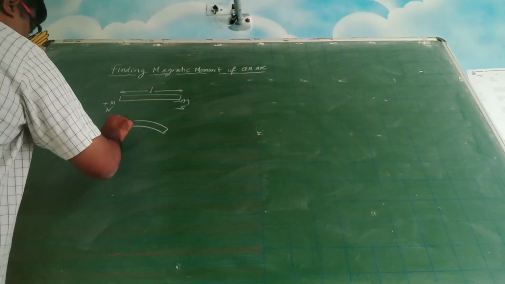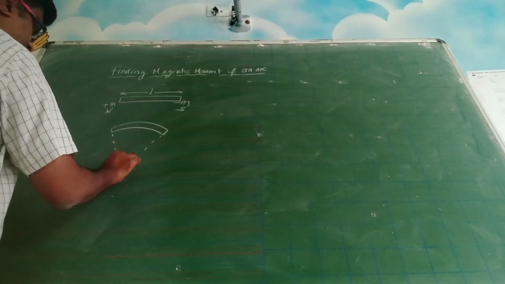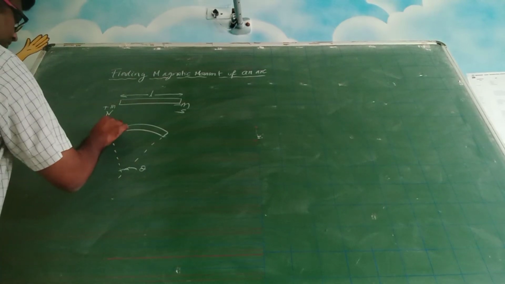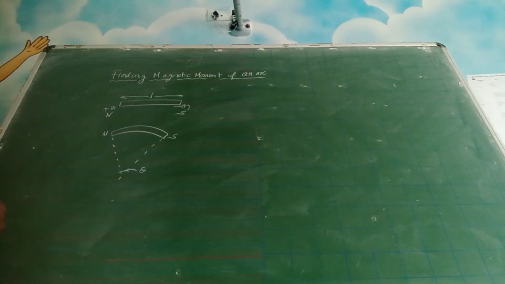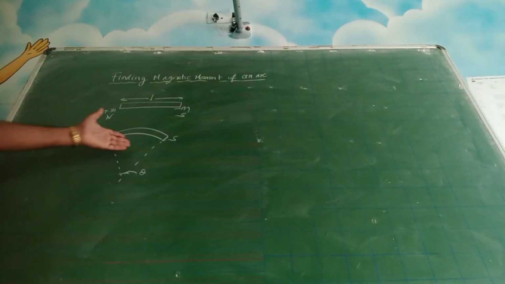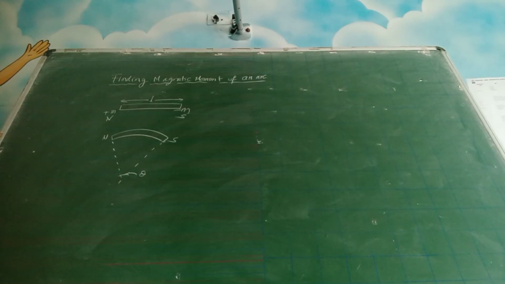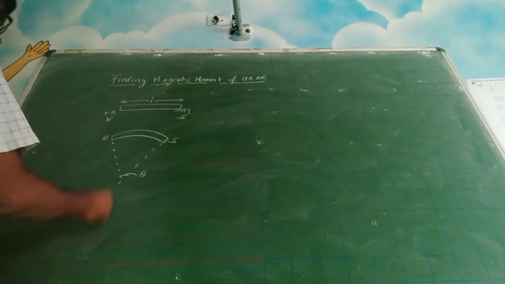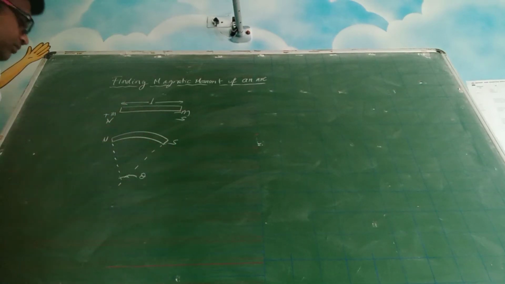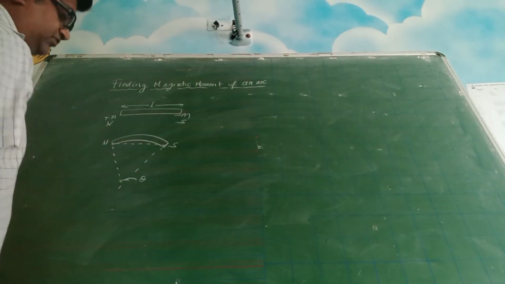Now it is subtending some angle theta here, and this is the north pole and this is the south pole. Our intention is to find out the magnetic moment of this particular magnet. Will the magnetic moment be the same? The magnetic moment will not be the same. So to find the magnetic moment, we have to identify the north and the south pole, and we have to draw the distance between them, the shortest distance between them.